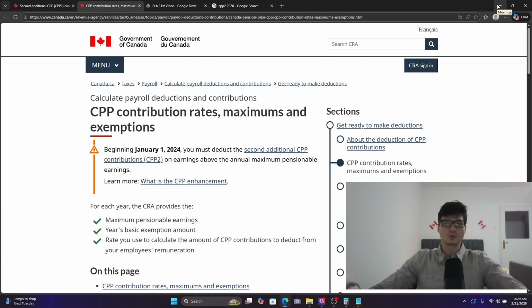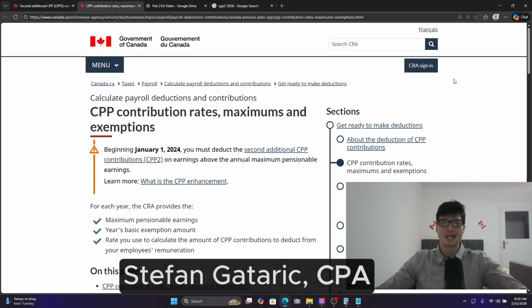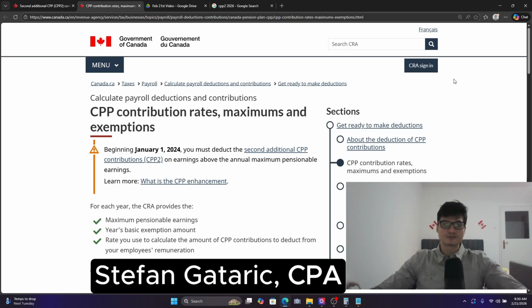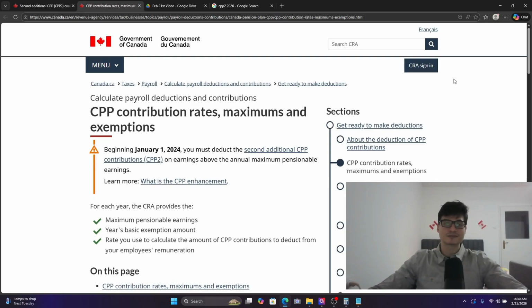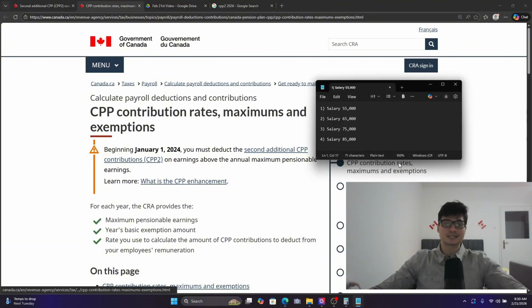In the last video, we talked about the changes related to CPP, specifically CPP2 between 2026 and 2025. In this video, we want to have concrete examples of how to calculate the contribution to CPP in 2026 using 4 different salary levels. Here is an example of 4 different salaries: one at 55,000, one at 65,000, one at 75,000, one at 85,000.